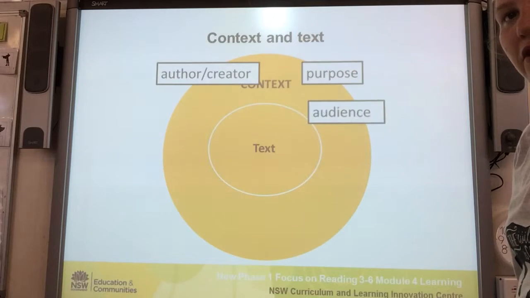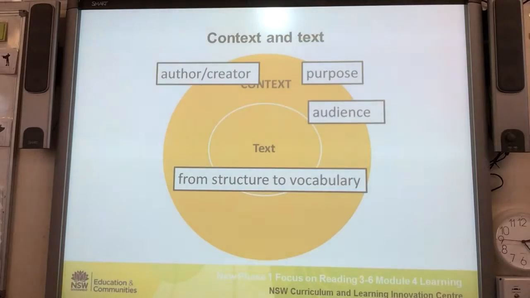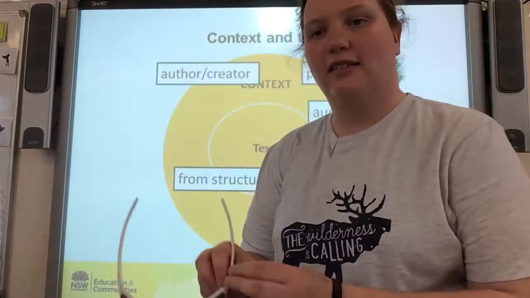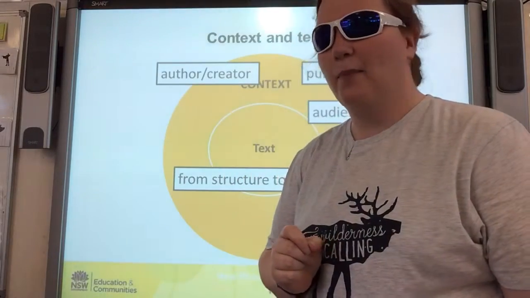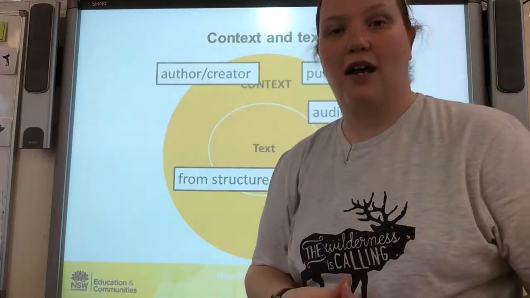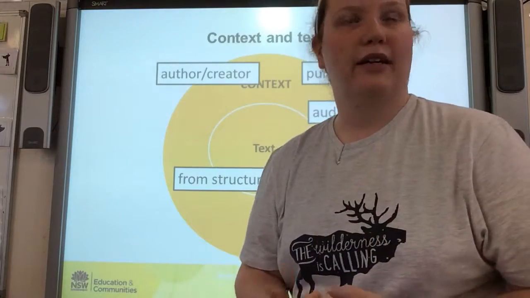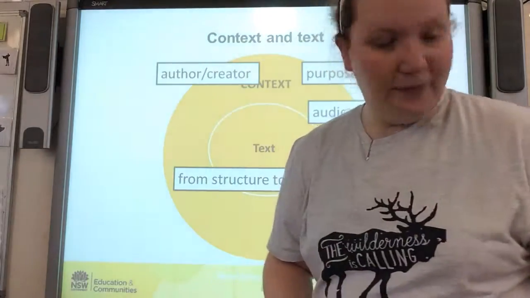We always have our own context as readers, and I always say to the kids, context is the sunglasses through which you see the world. Now everyone's got different sunglasses, and mine will be different to yours, because everything that we go through in our lives creates our sunglasses. Okay, so we see the world in different ways because of the things we experience.